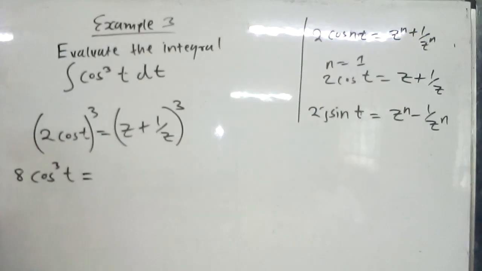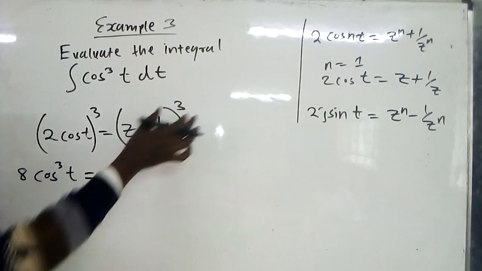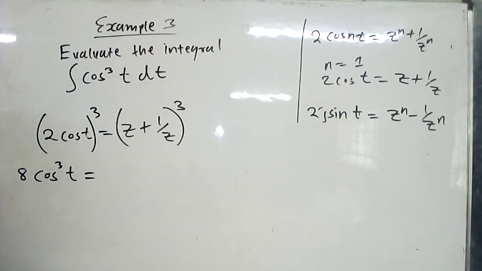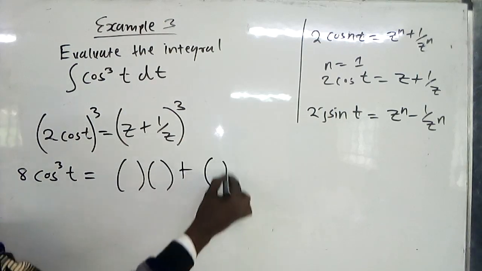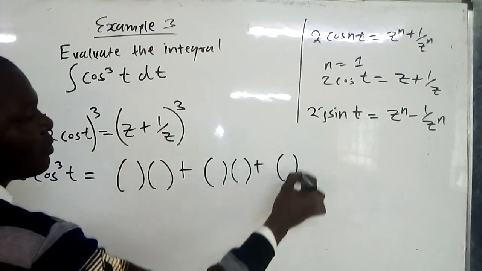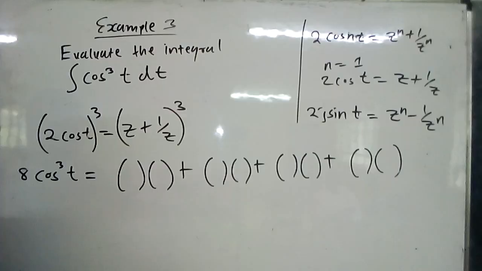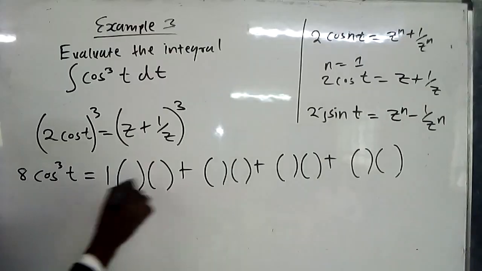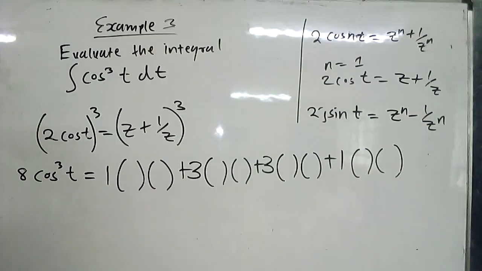on this side of the equation, that is binomial expansion, isn't it? So in binomial expansion, when the power is 3, it means you have 4 terms. So here, the first term, plus the second term, plus the third term, plus the fourth term. Then what are the coefficients of power 3? 1, 3, 3, and 1. Those are the binomial coefficients of power 3, isn't it?